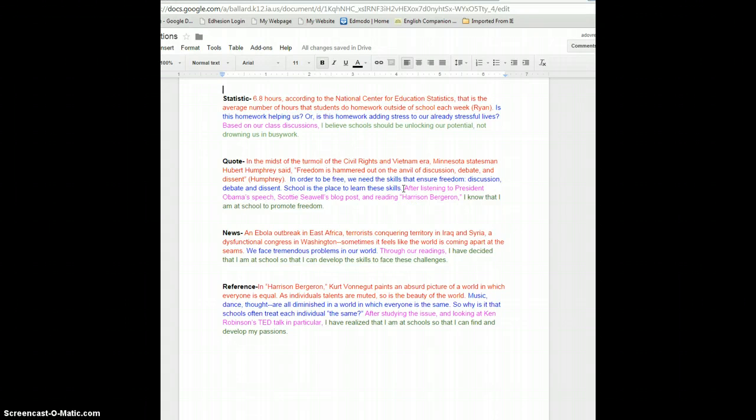And then here I gave the context, and in this essay, I would probably only talk about these three articles, and so I mentioned them by name. After listening to President Obama's speech, Scotty Sewell's blog post, and reading Harrison Bergeron, I know that I am at school to promote freedom. And in green there, you have the claim.